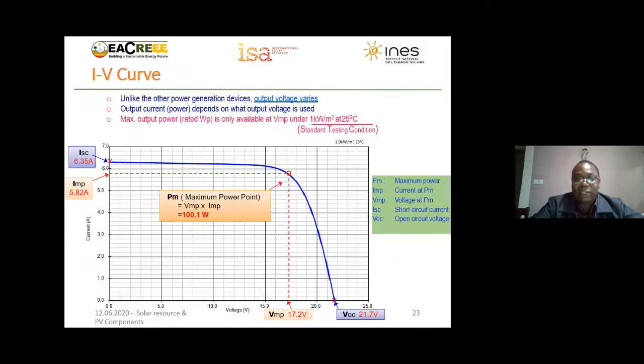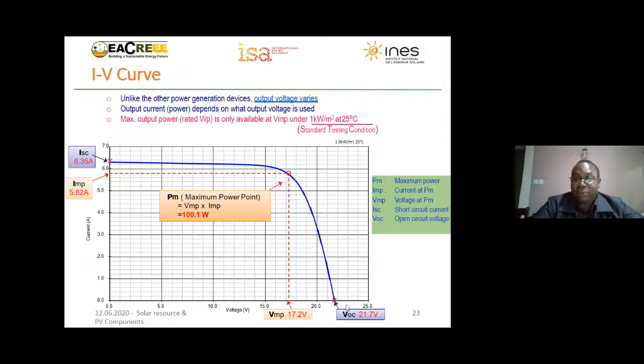The blue curve you can see is a curve that has been generated after considering one type of PV module, and I have just given an example of a module which is 100 watt, that looks at the current and the voltage and how these two vary at different positions. So for the x-axis, you can see where I'm pointing, we have what you call the open circuit voltage.